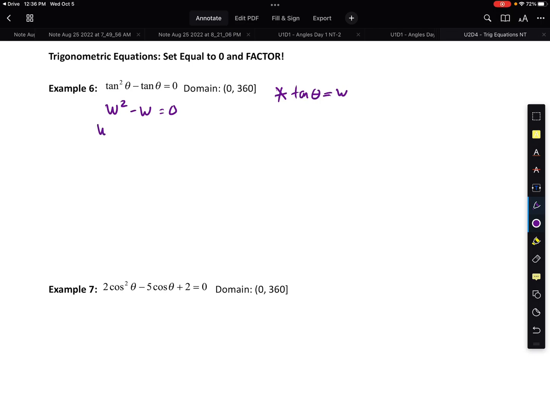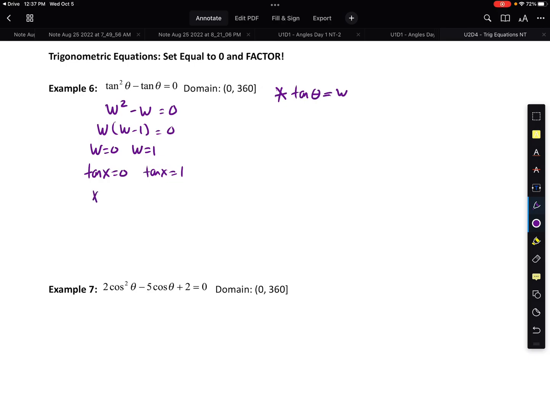Well, how do I break this down now? GCF of w, so that tells me w equals 0 and w equals 1. So I changed it to an algebra problem, which tends to help me better visualize what's happening. Now once I have it broken down, let's bring back in tan. Tan x equals 0, tan x equals 1.